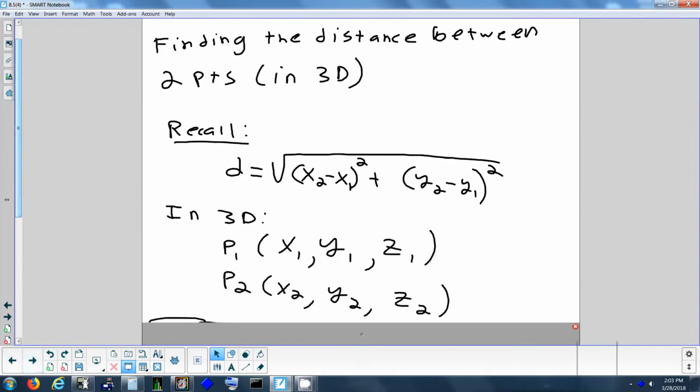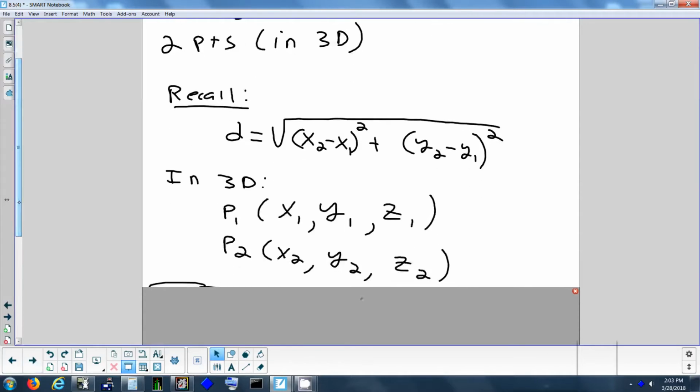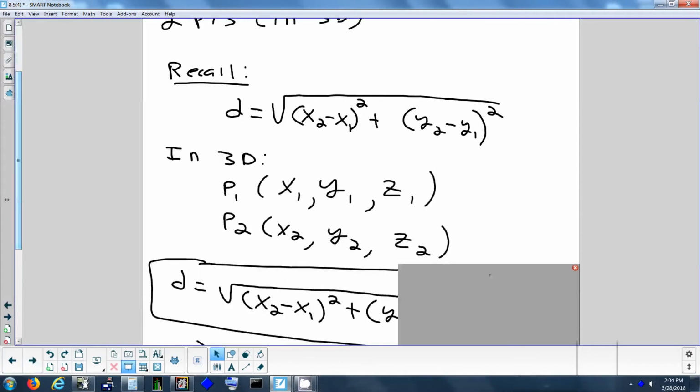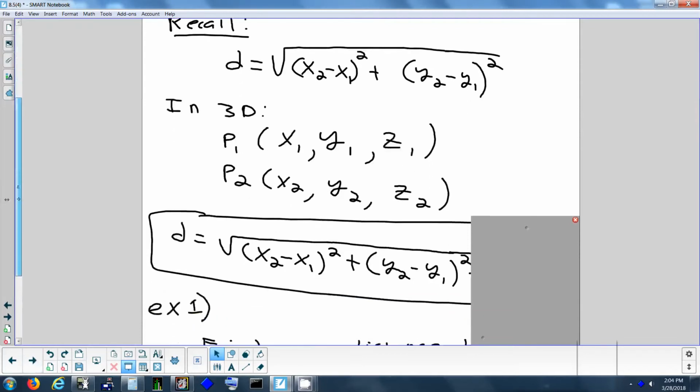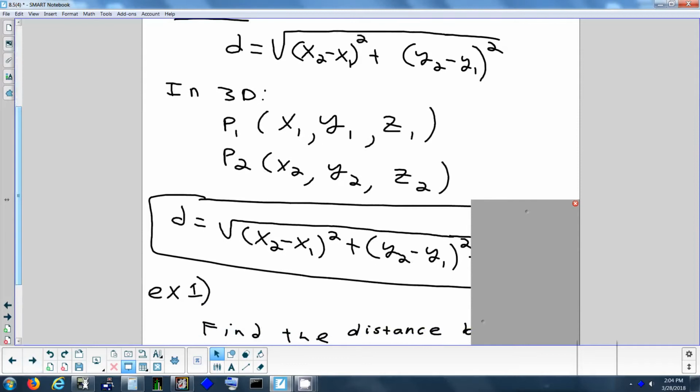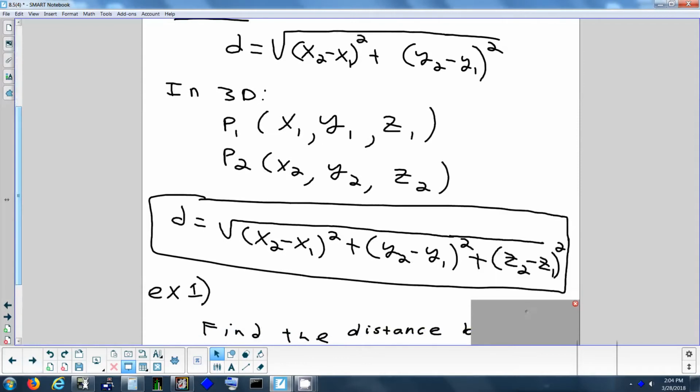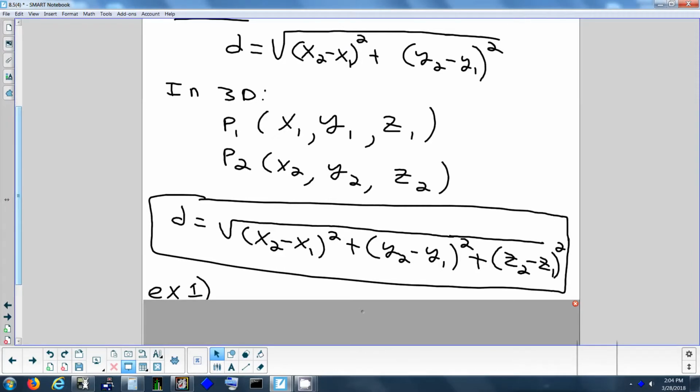Now in 3D, your coordinates have to turn into 3D coordinates. You could call these coordinates, or you could call them ordered triples. You don't want to call them an ordered pair. Ordered pair is 2, that's 2D. The formula starts out the same, but does anyone have a guess what I'm going to put on the end to turn this 2-dimensional distance formula into 3-dimensional? Yes, plus z sub 2 minus z sub 1 squared.